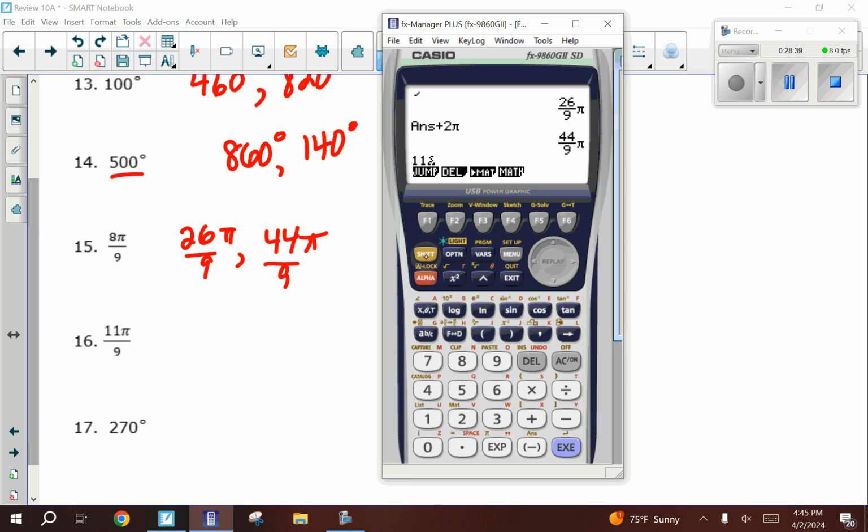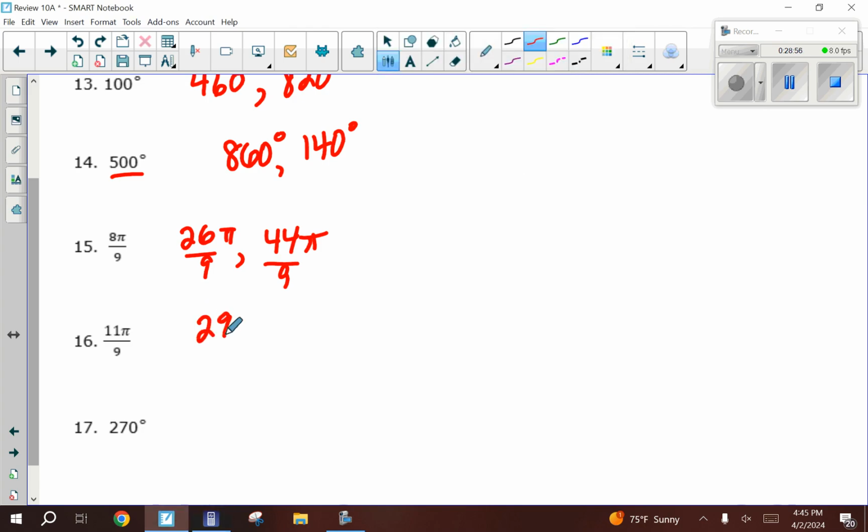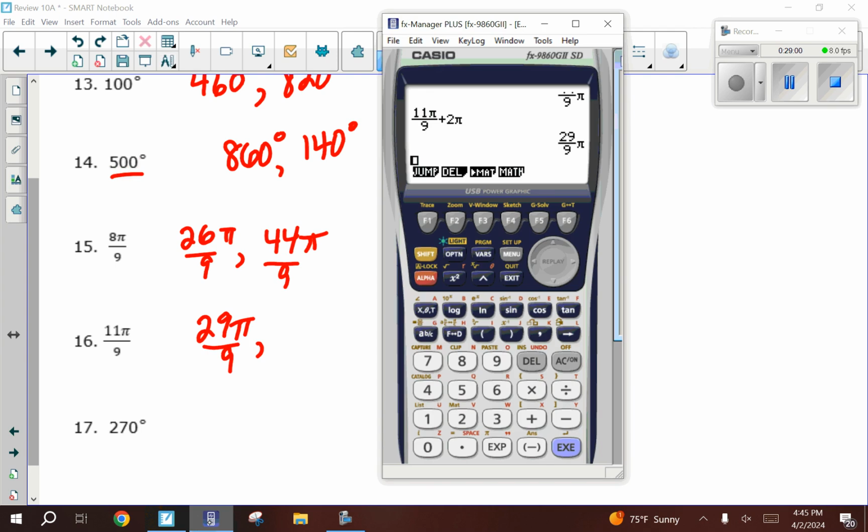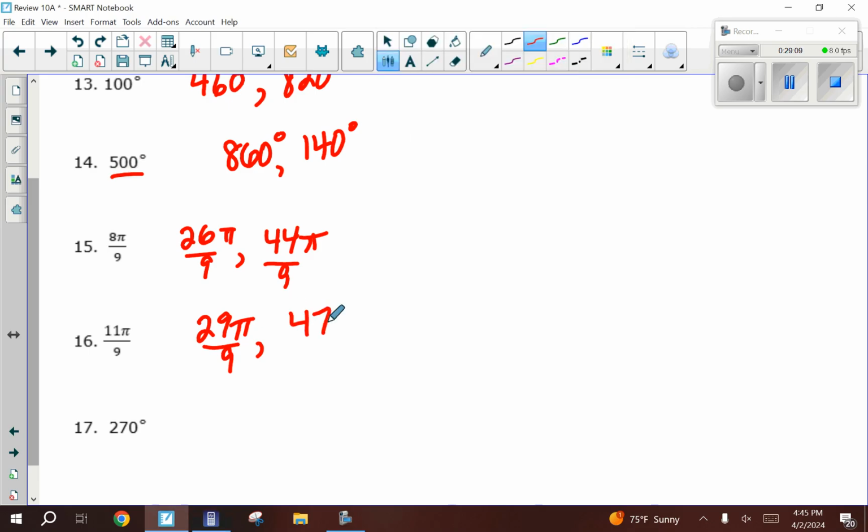So that's 11 pi over 9. And we're going to add 2 pi. That's going to be 29 pi ninths. If I just do that one more time, plus 2 pi, that's 47 pi ninths.